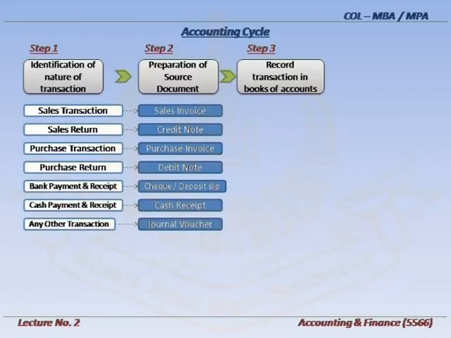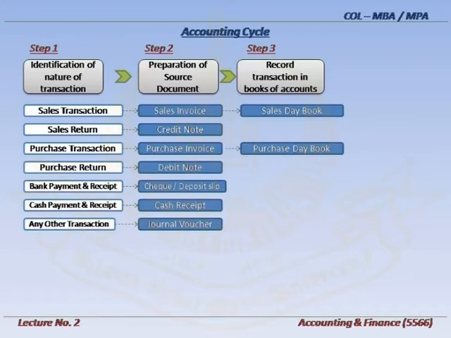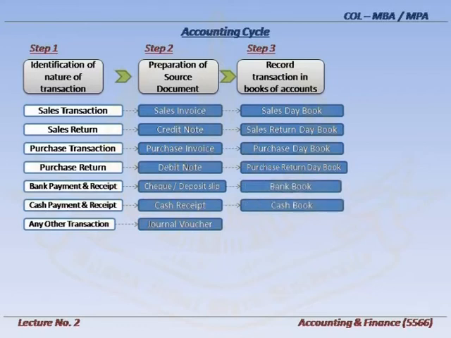In the third step, we enter each transaction in its respective book of account, which are the sales day book, purchase day book, sales return day book, purchase return day book, cash and bank book, and general journal. The relation between the two is such that the credit sale is entered in the sales day book, the credit purchase is entered in the purchase day book, a credit note is entered in the sales return day book, a debit note is entered in the purchase return day book, receipts are entered in the cash and bank book, while all other transactions are entered in the general journal.